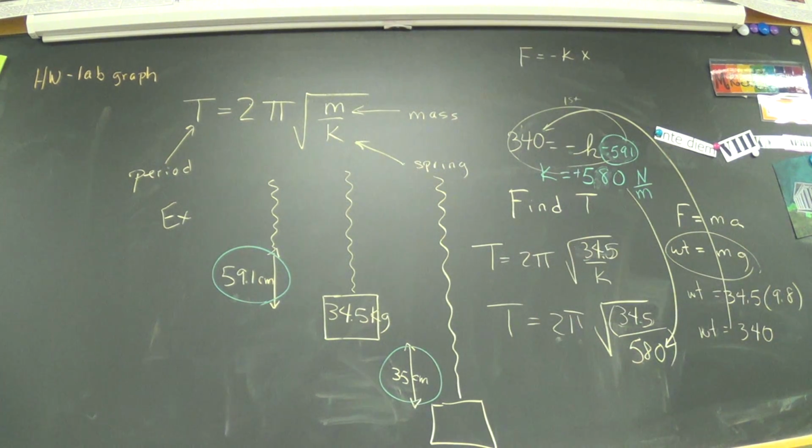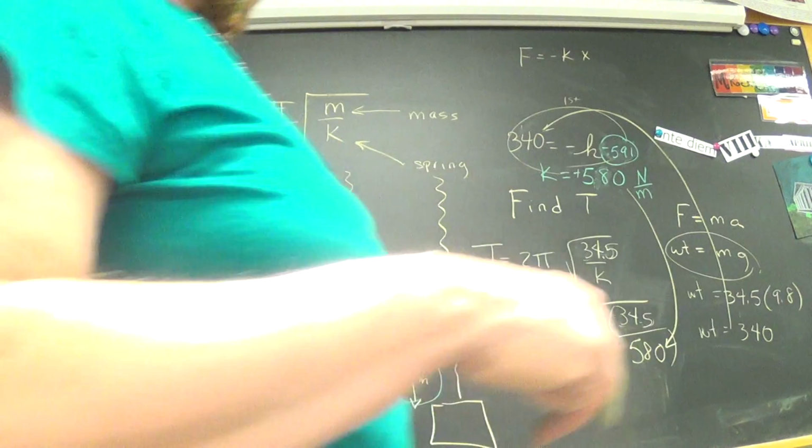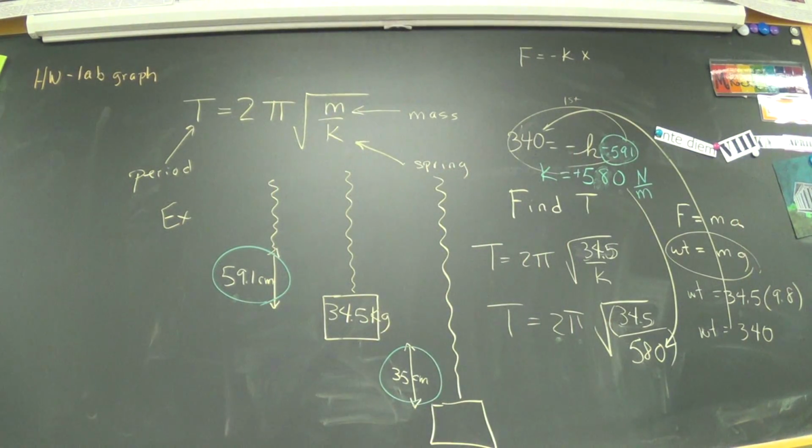Let's get rid of the pi. So you do multiply by pi? Yeah. Good. And put a unit there. What would be the unit for period? Seconds, right? How long did it go? Seconds, yeah. Good.